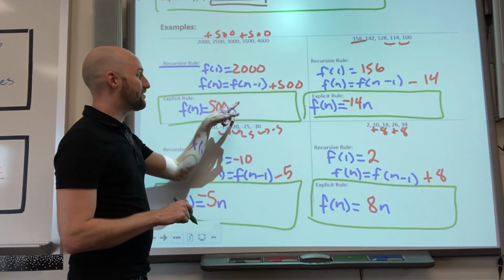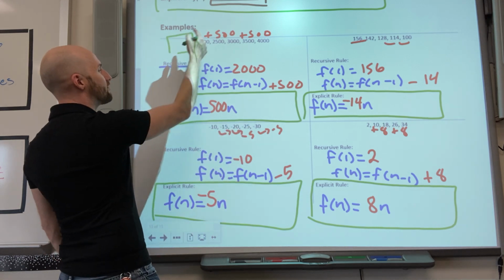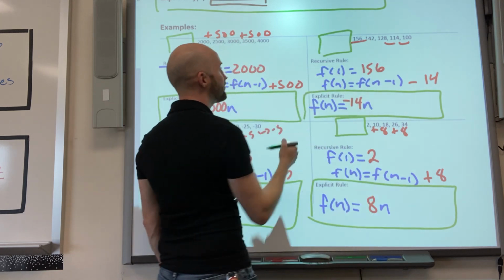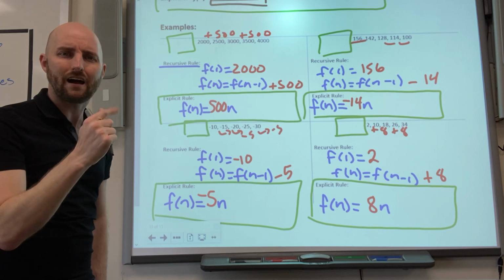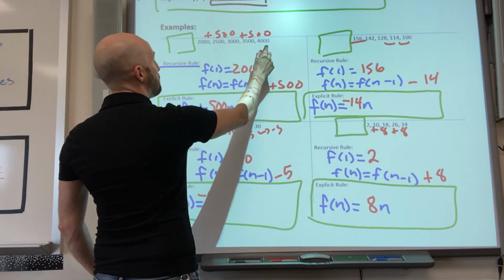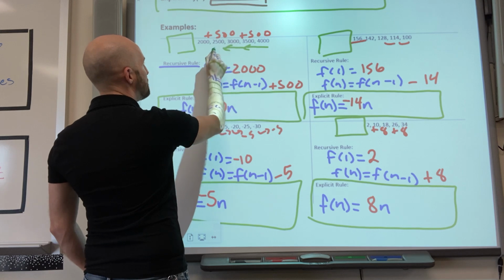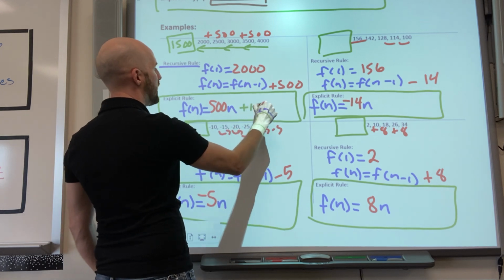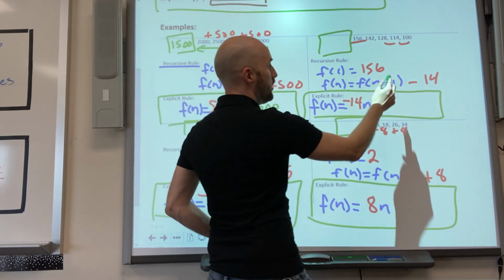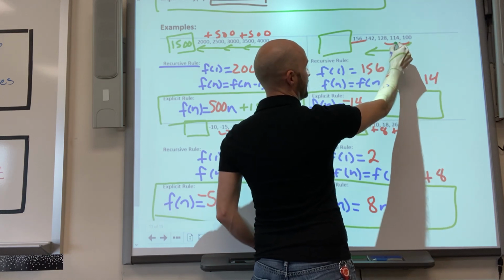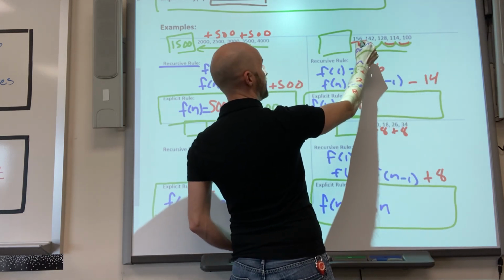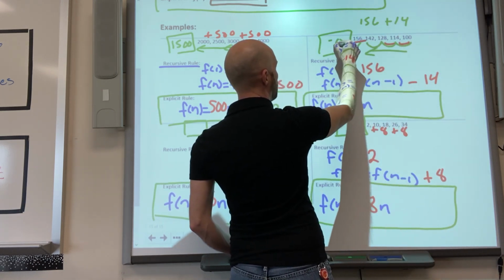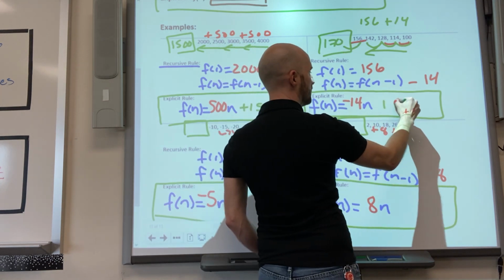But I need that zero number. So I need to do the pattern one time this way. So minus 500, minus 500, minus 500, minus 500, positive 1500. Going this way, it's plus 14, plus 14, plus 14. 156 plus 14, 170, positive 170.